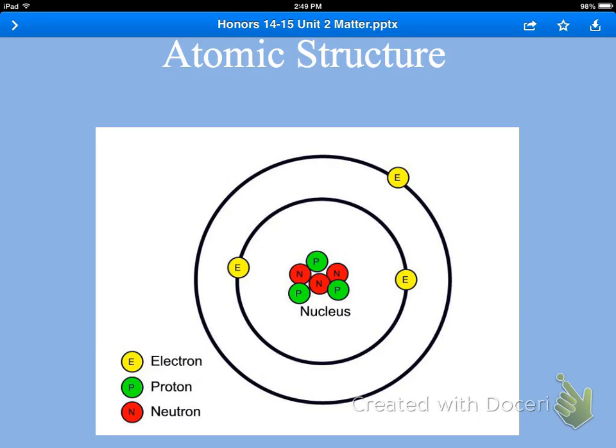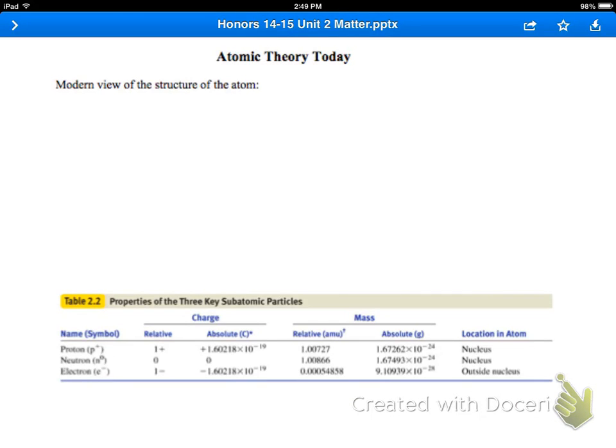This podcast covers atomic structure and also isotopes. So today, what we consider modern atomic theory says that this is what an atom looks like.